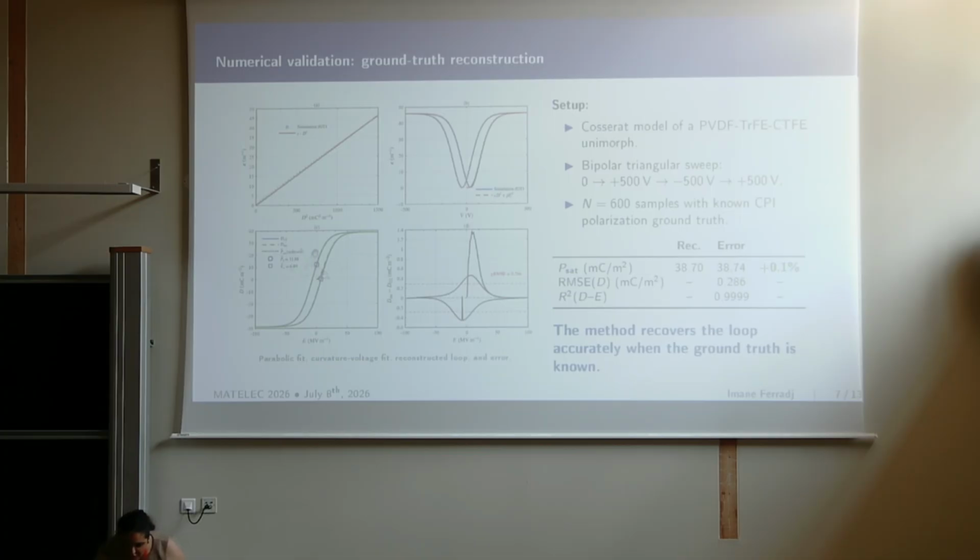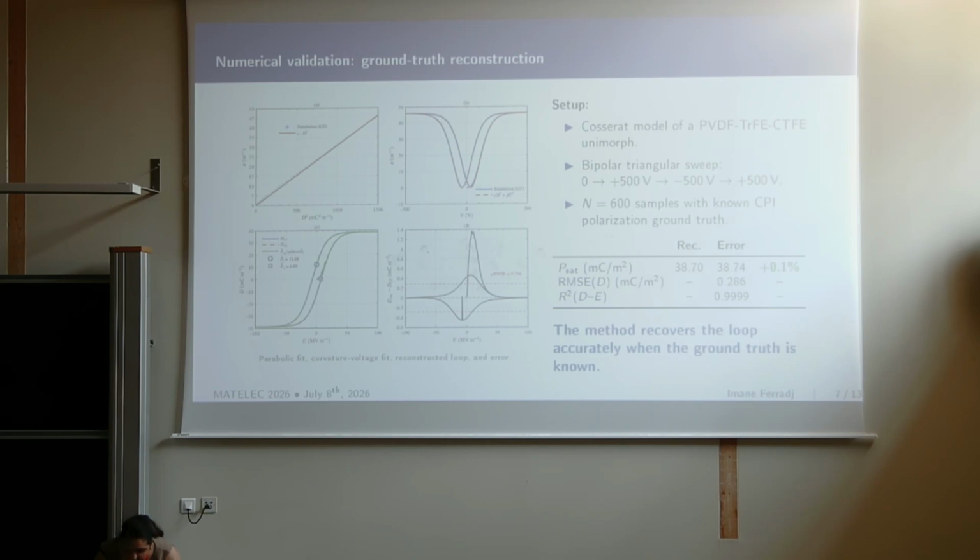And so here in panel C, I compare the ground truth loop to the loop that has been reconstructed. And so once again, I see that I have pretty nice, very promising results to go through the second layer of validation, which is experimental. The applied voltage was just a triangular sweep going up to 500 volts and minus 500 volts.